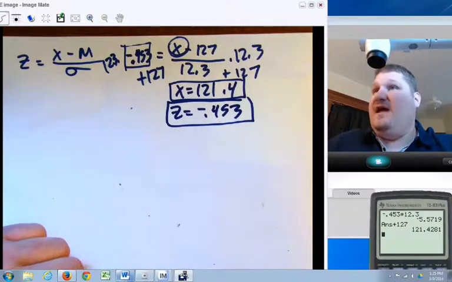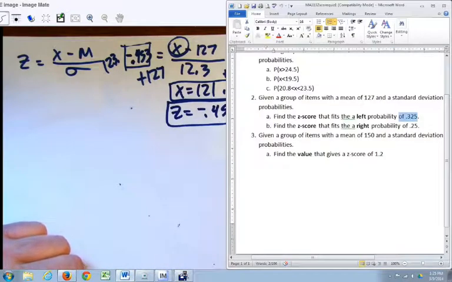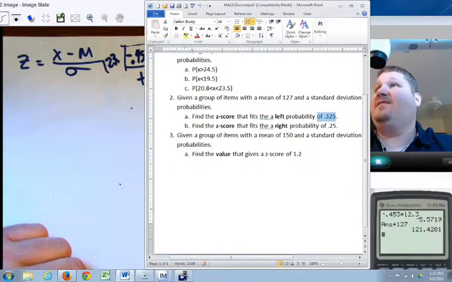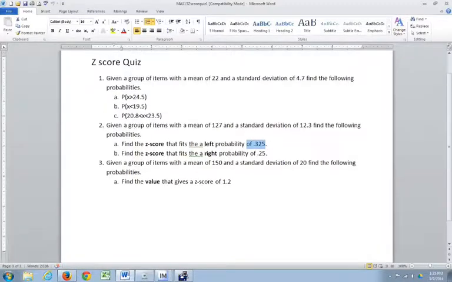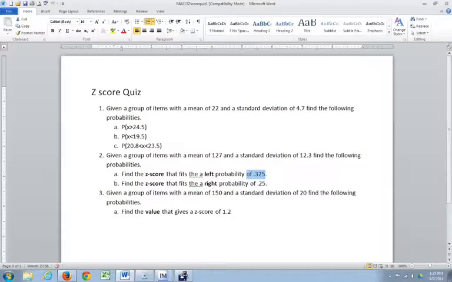Let's go to the next problem here. Finally, it says, given a group of items, we want to find the value. Well, that's really what we've done here, we found the value of x. So in this case, we're pretty well good with that. Now, let's pause and see if we can do a couple others.